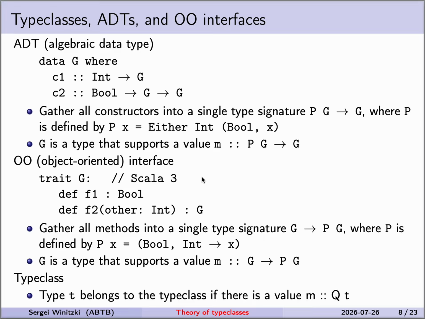So let's look at how algebraic data types are defined. One way of defining them in Haskell is to use this syntax. I call it the long syntax, where you separately declare each constructor with a full type signature. So the function C1 takes an int value and returns a value of type G. And the function C2 takes a bool value and then another value of type G and returns again a value of type G.